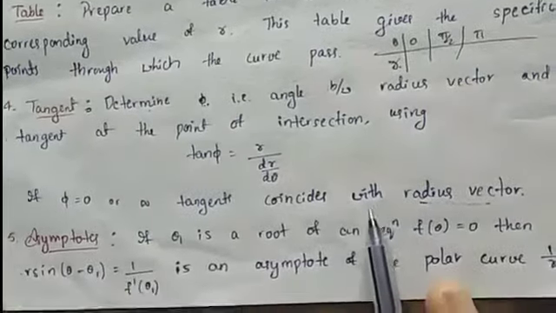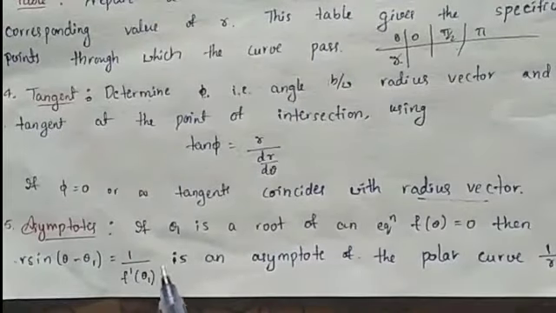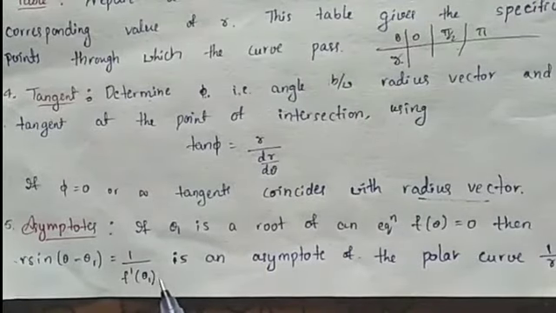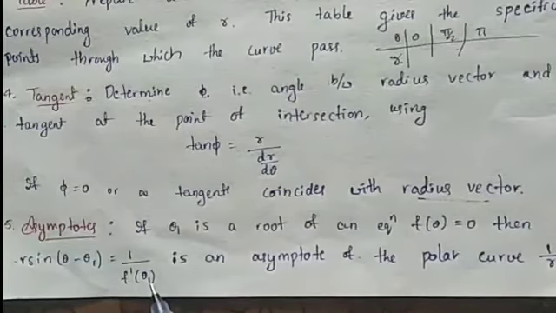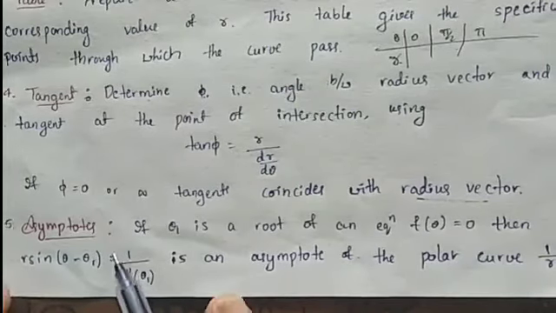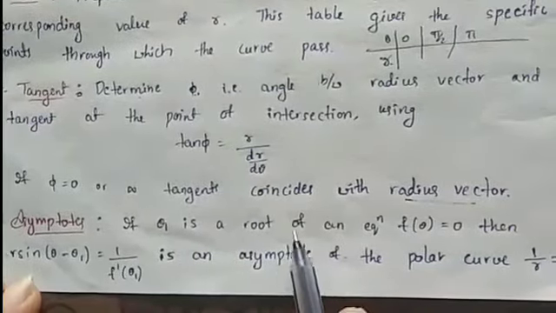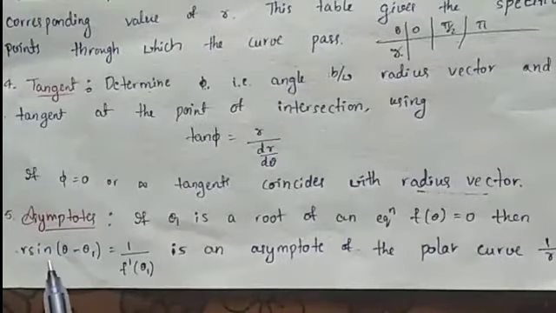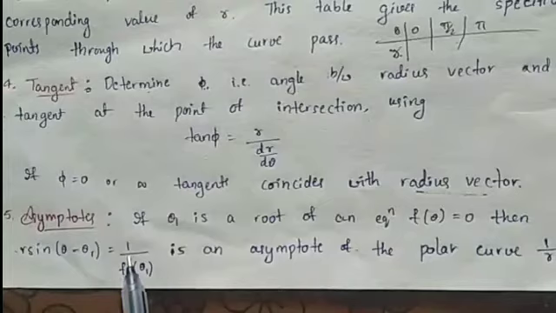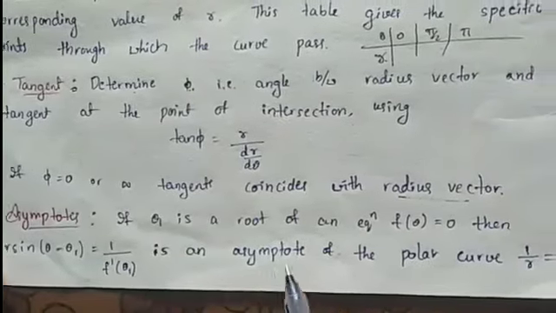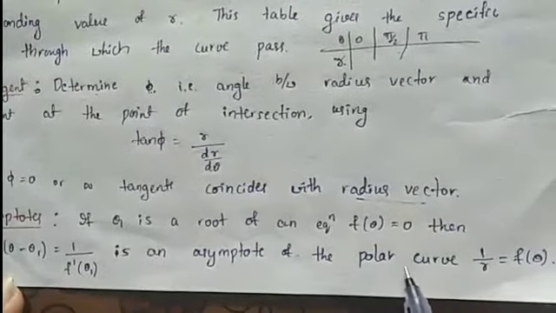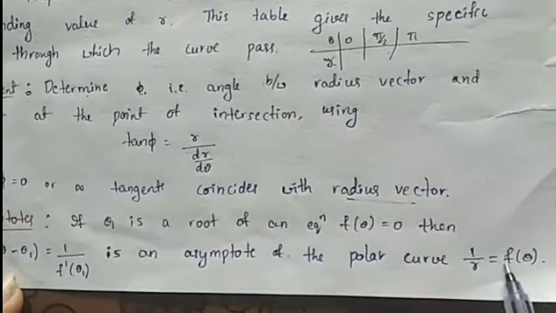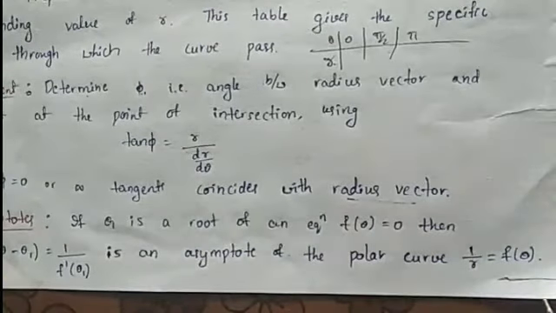The next point is the asymptotes. You know about the asymptotes of the polar curve. What is the definition of asymptotes of the polar curve? If theta 1 is a root of an equation f of theta is equal to 0, then r sin of theta minus theta 1 is equal to 1 by f dash of theta 1 is an asymptote of the polar curve 1 by r is equal to f of theta.